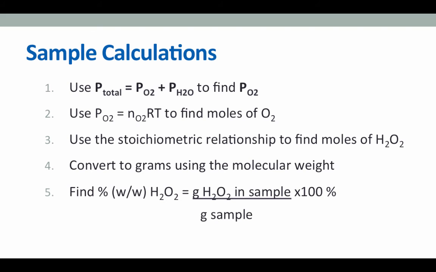Whenever you're looking at gas law problems, begin by looking at what variables you already know and which variable you are trying to solve for. Then simply rearrange PV equals nRT to solve for that unknown variable.